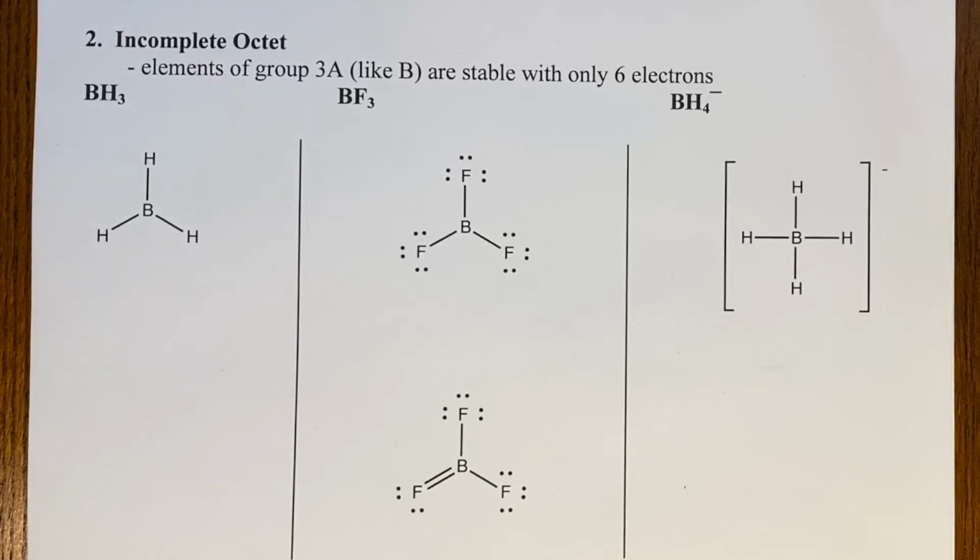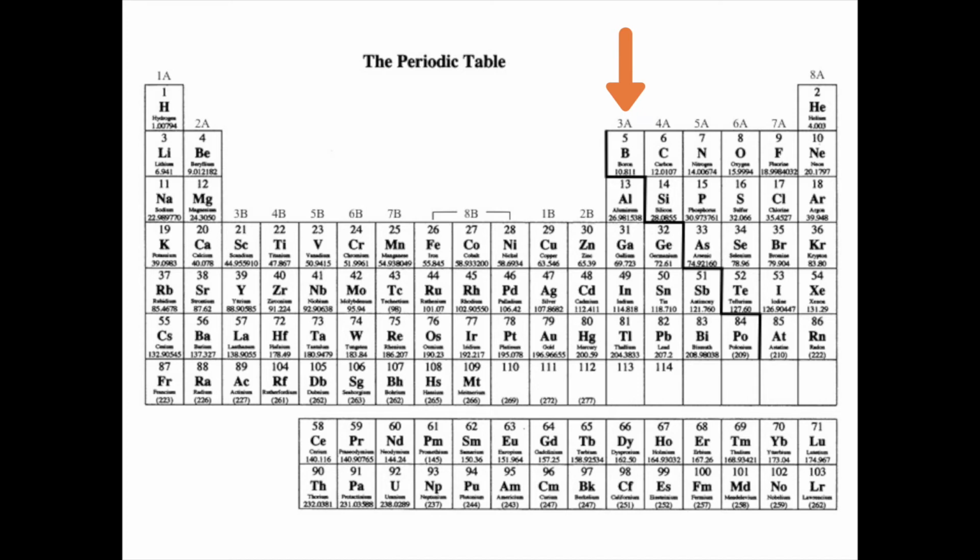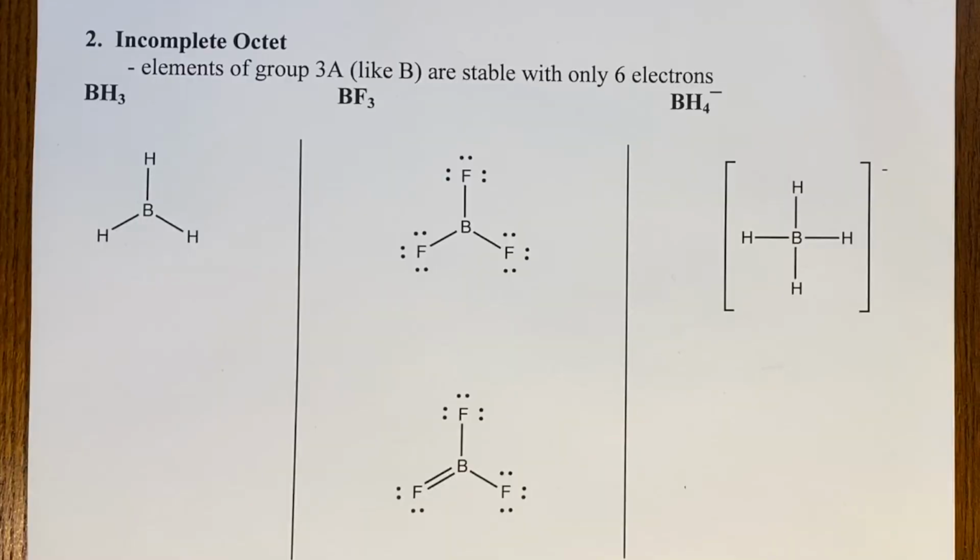The second exception to the octet rule applies to elements that will carry an incomplete octet. This rule is going to apply to the elements of group 3A on the periodic table, and we will mostly see this rule apply to elements like boron and aluminum. Anytime you see those elements, you need to remember this rule. The incomplete octet rule tells us that the elements of group 3A, like boron, will be stable with only 6 electrons, so not getting to that full octet.